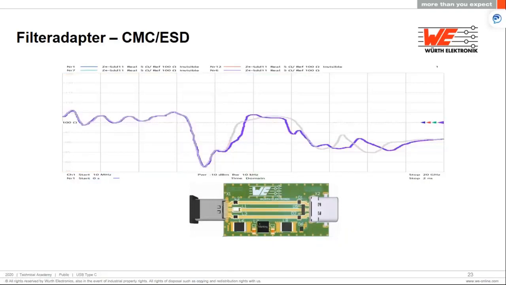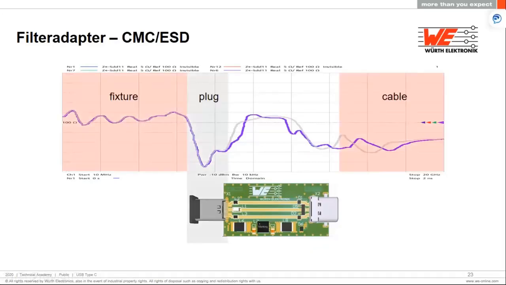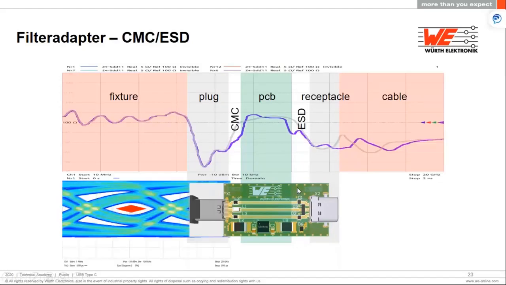Now in the third stage, we also added the ESD components here. And we can again see that the fixture still remains the same. PCB is also close to 90. Common mode choke also didn't change its functionality. PCB remained the same, as well as the receptacle. So that assures us that the ESD protection components that we have selected are not changing or manipulating the signal at all.